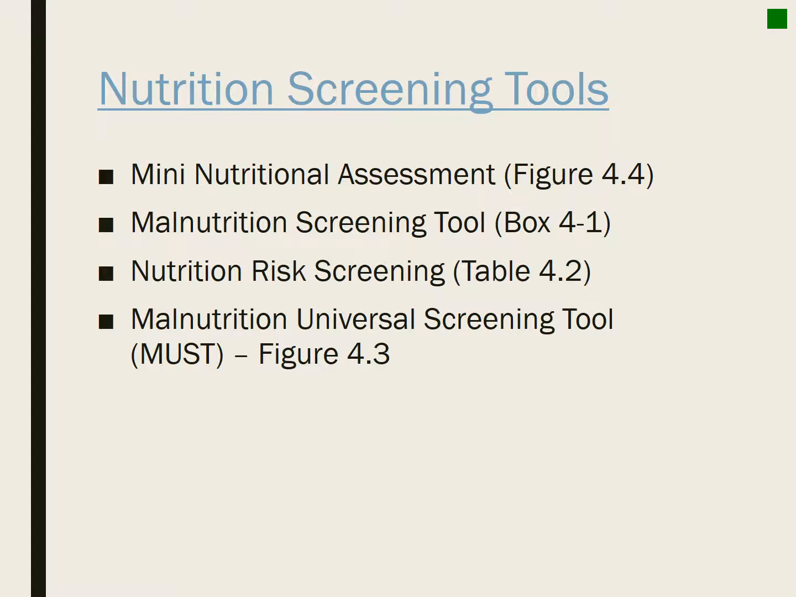Another screening tool is found in table 4.2. The Nutrition Risk Screening is a screening tool that is used for medical and surgical hospitalized patients, as it includes a grading of disease severity.